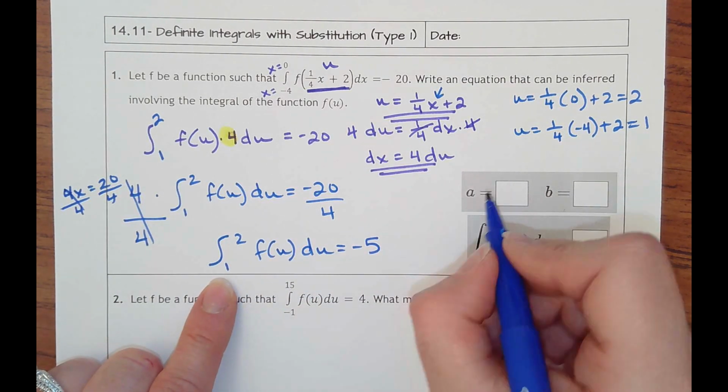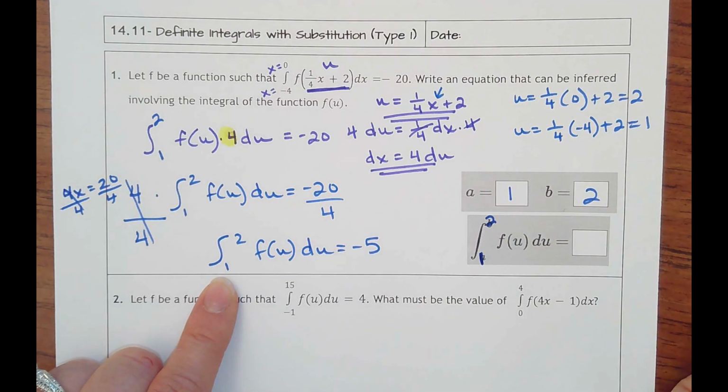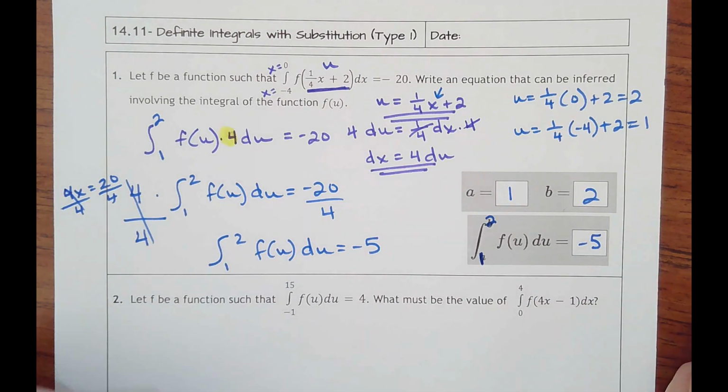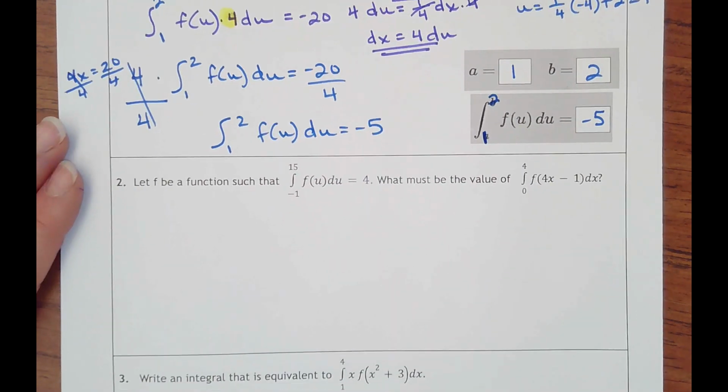So you'll have to put in your new a and b values. That'll actually change it on Delta Math. They'll automatically put those numbers there for you. And we're now saying that this should equal -5. And that's all you do on that type. The more you practice, the easier it'll get.